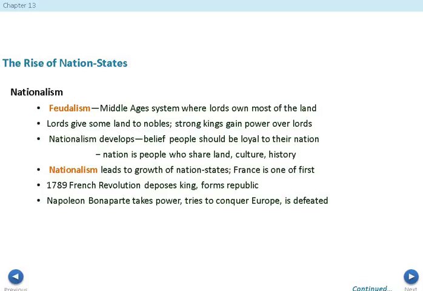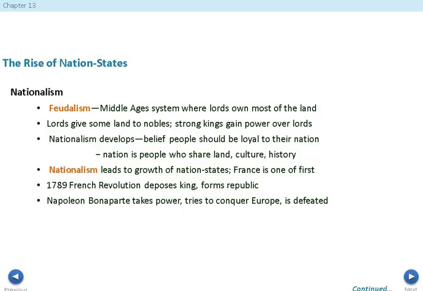So nationalism is going to say, we want to grow the nation states. We want to have most of the power be in the hands of the government. Now, it's not a government system per se. It's just that they want to make sure that they're doing everything they can to be loyal to the nation.